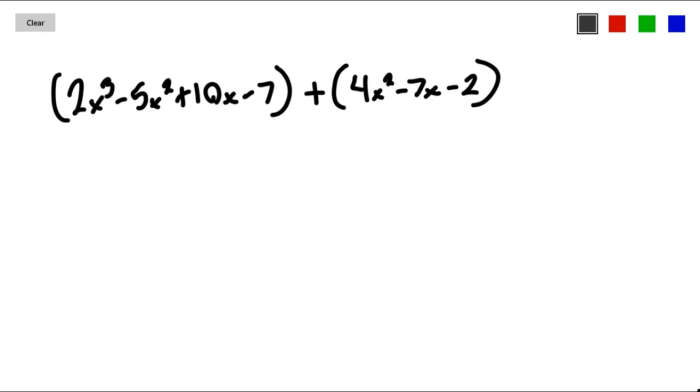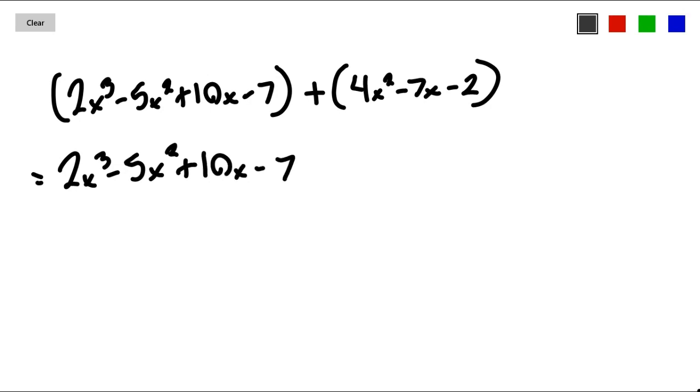So the first thing I'm going to do is distribute the positive sign to each of the terms in the second group, because then I can get rid of the parentheses and then just start combining like terms. So this is going to give me 2x cubed minus 5x squared plus 10x minus 7. And when I distribute the positive sign, I get a plus 4x squared minus 7x minus 2.